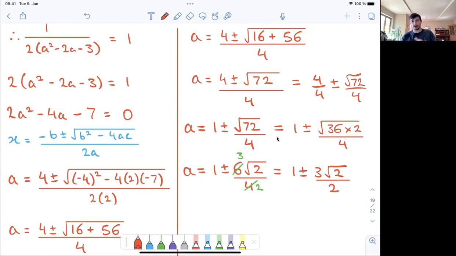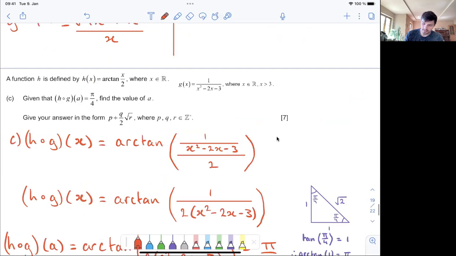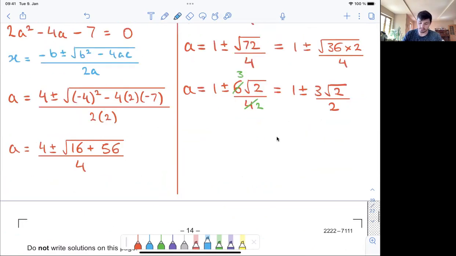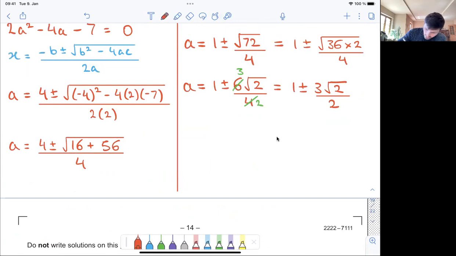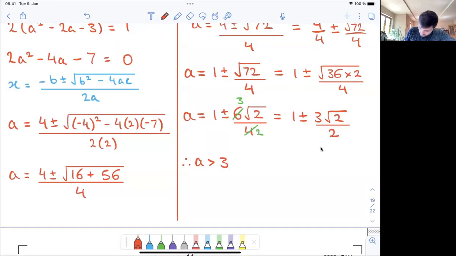Now, we might be wondering, how do we find the value of a? We have to go up again and see that g of x was part of our function here. And g of x is only valid for values of x that are greater than 3. So therefore, a must be greater than 3. And if we're starting with 1 and then subtracting something, we could never be greater than 3. So we have to basically take the positive version of the right-hand side.